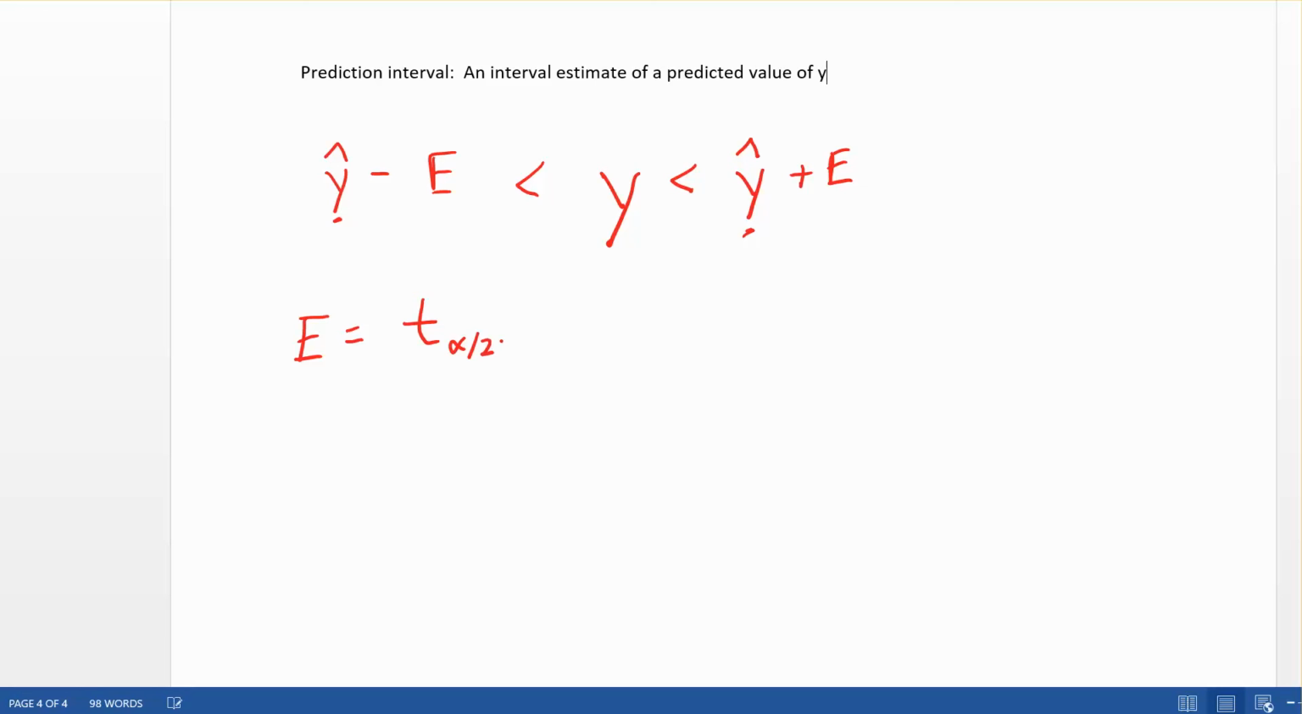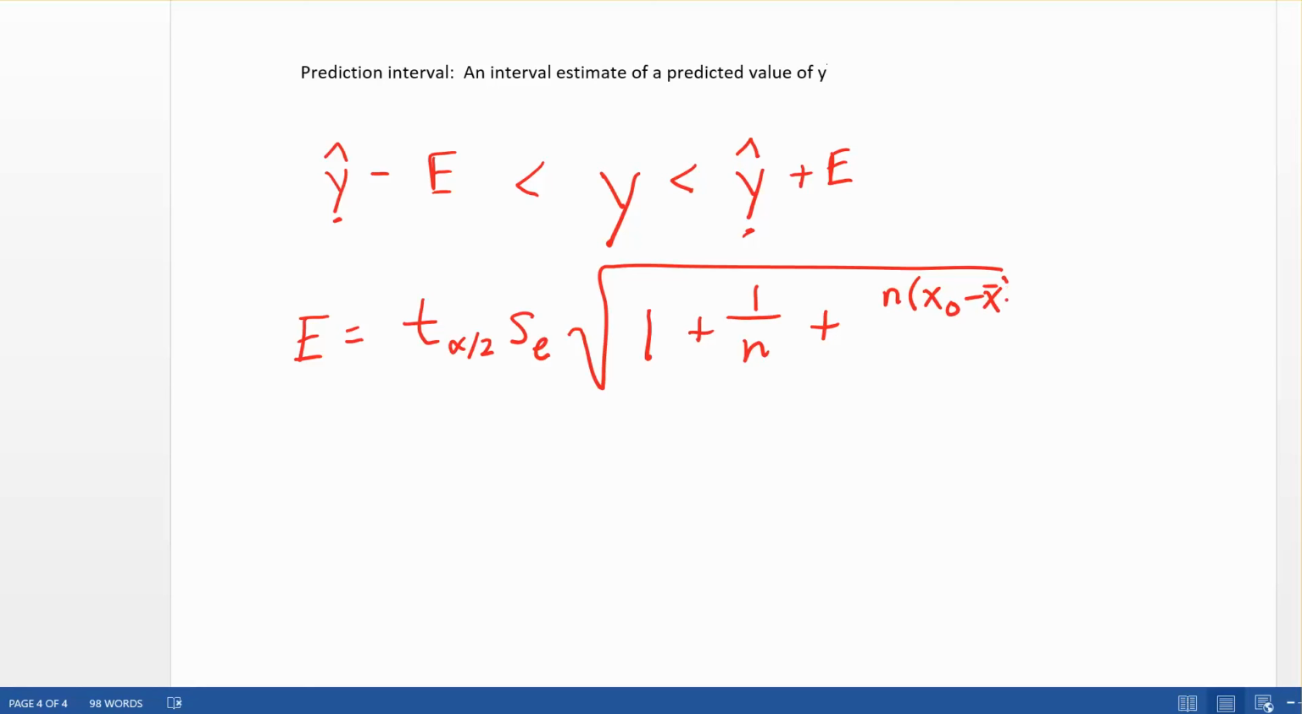We're going to find the t-score for alpha divided by 2, so that's where we're going to find a significance level. And most of the time we'll use 0.05 for our significance level, times the standard error of estimate, times the square root of, now here's where it looks weird, but it's not as bad as it seems, 1 plus 1 over n plus, now this last fraction gets a little hairy. Let me write it down and then talk about what it means.